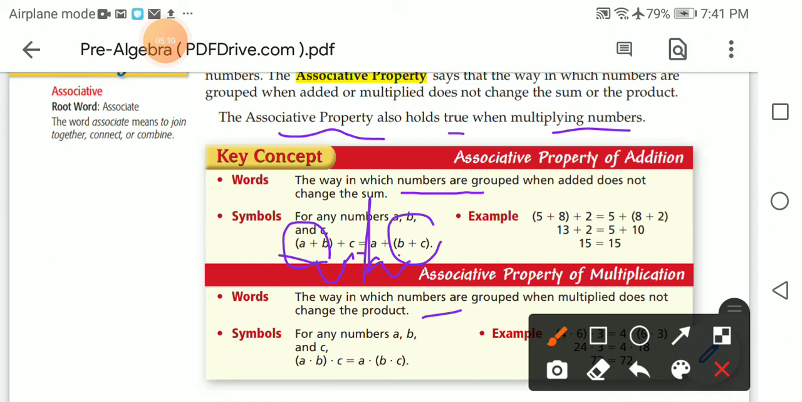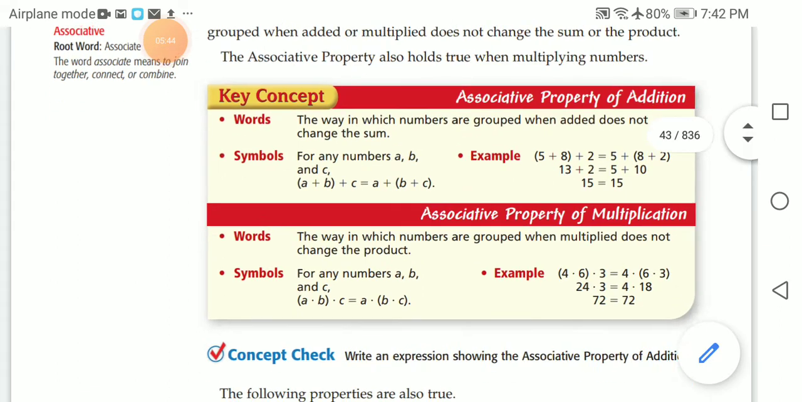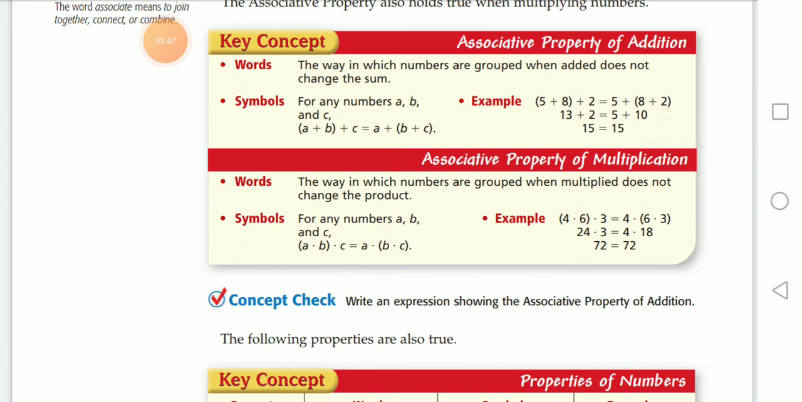Example with numbers: 5 plus 8 plus 2 equals 5 plus 8 plus 2, in groups. Let's solve. 5 plus 8 gives 13, plus 2 gives 15. And in the other, 5 plus the group 8 plus 2, which is 10, gives 15. So it's the same answer. This is the associative property of addition; it doesn't change the sum. And the associative property of multiplication also doesn't change the product.